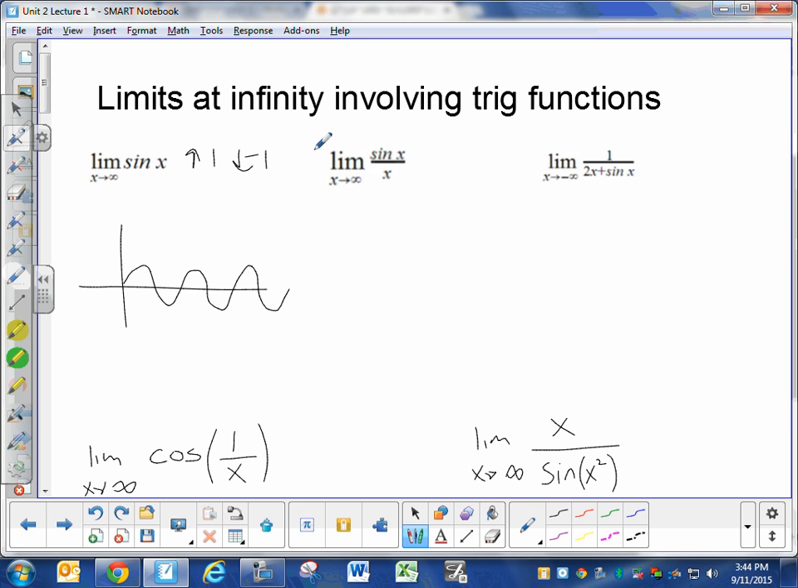Look at this one. If I plugged in infinity into sine x over x, sine x is just going to oscillate between negative 1 and 1, small values. But the denominator is going to continue to grow. So that limit is equal to what? 0.